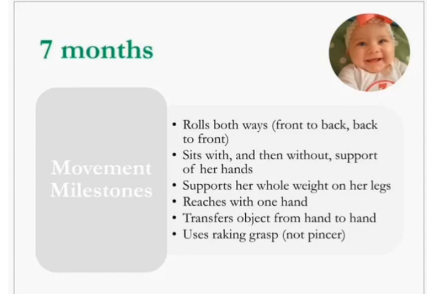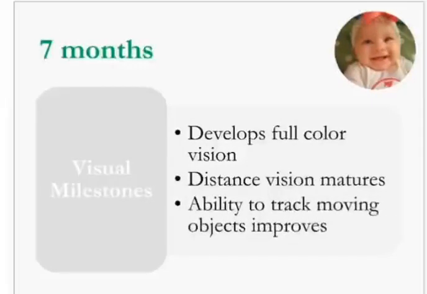Movement milestones: rolls both ways, front to back and back to front, sits with and then without support of her hands, supports her whole weight on her legs, reaches with one hand, transfers objects from hand to hand, and uses a raking grasp.